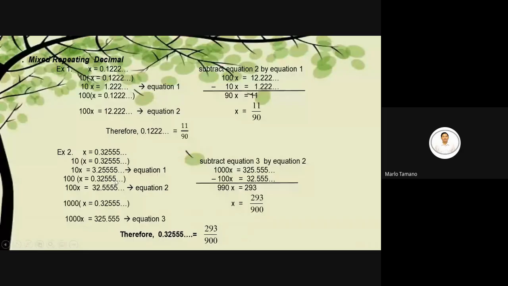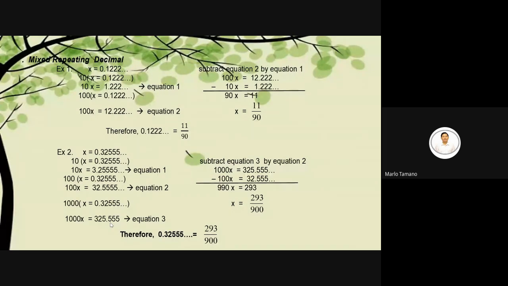Pagkatapos, 100 times 0.32555, nagiging 32.555. That is your equation. Pagkatapos niyan, since meron pang tatlo yan, 5, tapos 2, tapos 3. So, 1,000 naman po. So, 1,000 times x is 1,000x is equal to 0.32555 times 1,000. It becomes 325.555. That is your equation 3. Ayan, tatlo na yung equation natin.